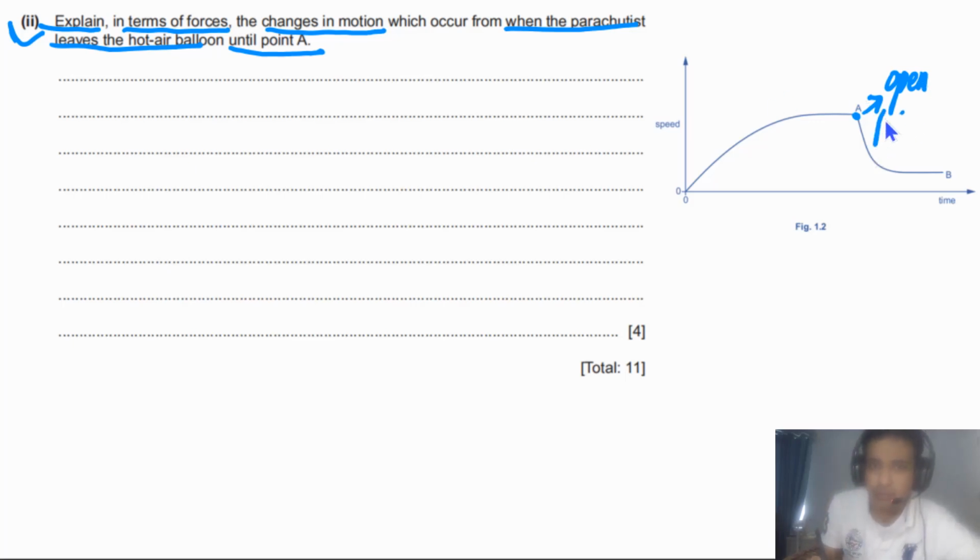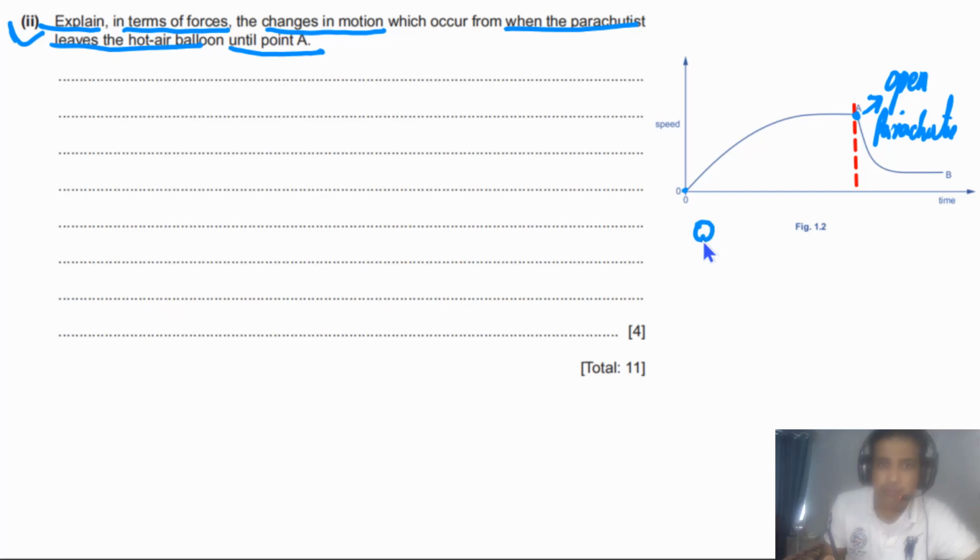Open parachute, so we can write on here. So an important point, open parachute at this point, so we have to talk before this point. We can also draw the line here. We have to explain until this point. So let me draw this line here until this point. So first of all, if you look at this point, when this person jumps out of the plane, we can write down here: person jumps out of the plane.